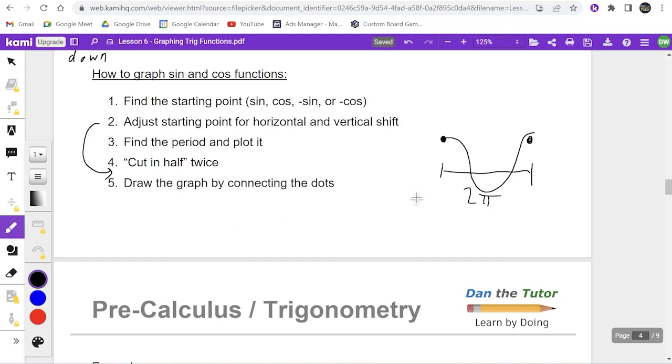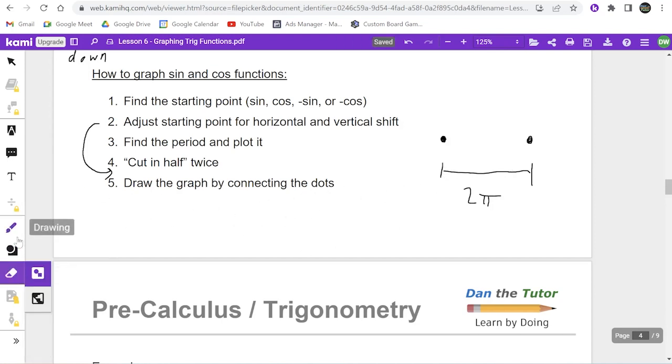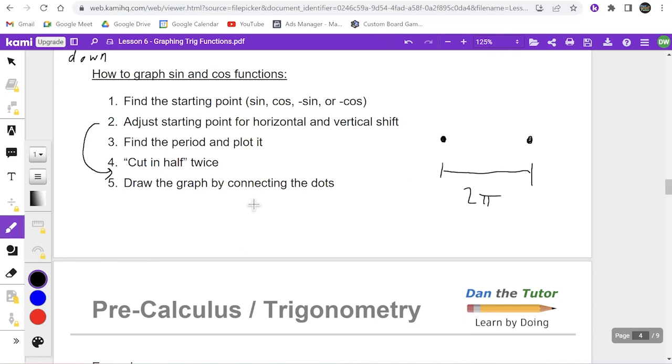After I plot the period, and technically I didn't actually want to plot this line yet, I just wanted to plot the period, I'm going to cut the graph in half twice. The reason I cut in half is because, like I said before, I need 4 tick marks, and you're going to notice 4 tick marks and this cut in half strategy are going to work perfectly together, as you will soon see. Then I'm going to adjust the starting point for horizontal and vertical shift, and then I'm going to draw the graph by connecting the dots.